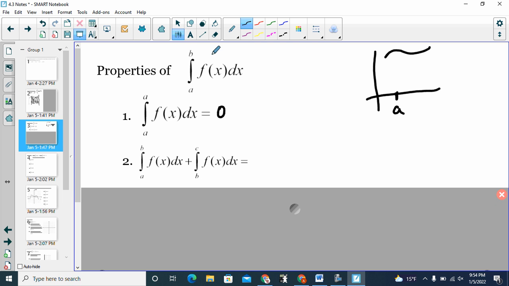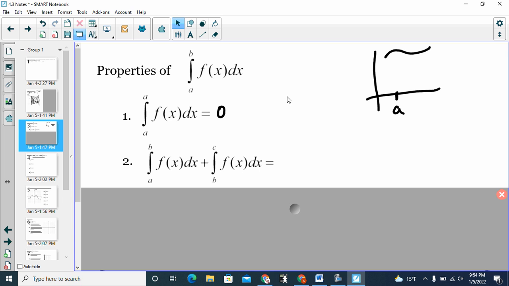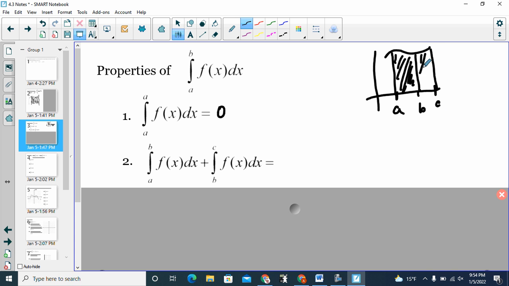The second property says if I have the integral from A to B of f of x dx, and I add that to the integral from B to C of f of x dx, so I have the integral from A to B, that would be the area from A to B. That would be all this area right here. And I add that to the integral from B to C, the area from B to C. I add those two areas together. Notice that's the same as the area from A to C. It's the same as the integral from A to C of f of x dx.